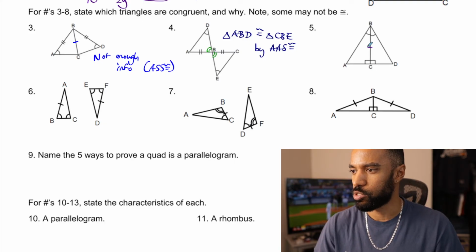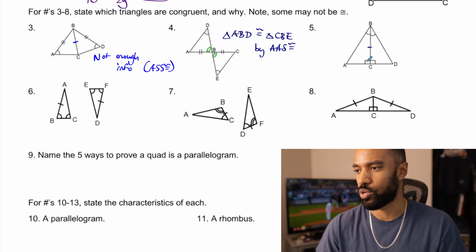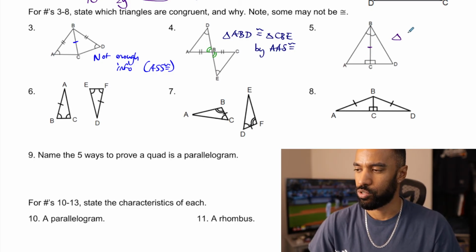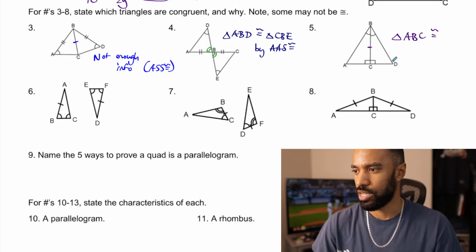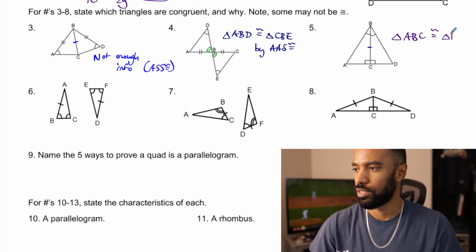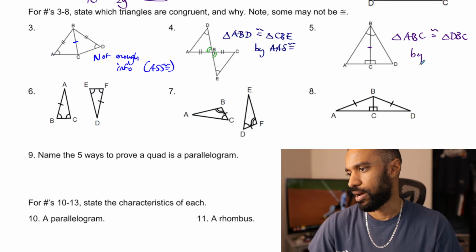Reflexive property says this part is congruent there in this right triangle, angle, side, angle. Like I said, I'll do it alphabetical, A, B, C on one of them. A, B, C, looks like D, B, C, by angle, side, angle.